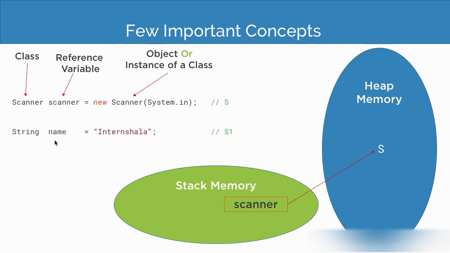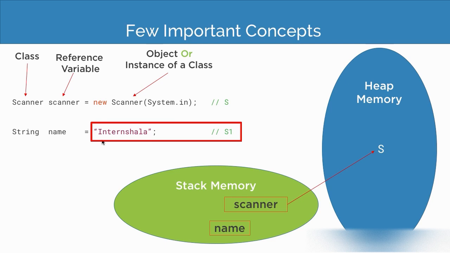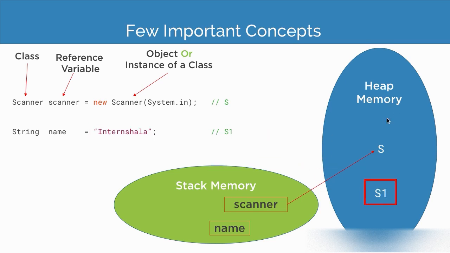Let us consider String name = "Internshala". As we all know, this Internshala present within the double quote is basically a string value. So this String present here is basically a class. And this name is actually the reference variable again. So this name will be created within the stack memory as per the rule. Now here on the right hand side we have Internshala. So indirectly on the right hand side we are creating an object. Let us call it S1. So this object S1 will now be present within the heap memory here. So this name and S1 will be connected to each other, right?